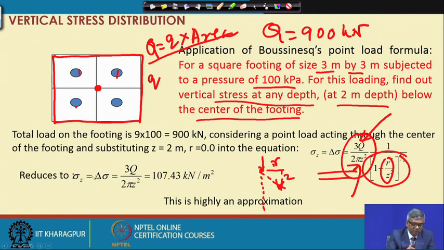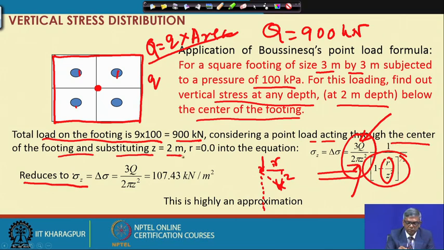So here I have used this one. After doing this, the total load on the footing is 900 kilonewton, considering a point load acting at the center of the footing and substituting z equal to 2 meter, r equal to 0. What is the logic for r equal to 0? I am considering the load is acting here, and simultaneously I am considering the stress also below that point. So that means I am not going away from the load point.